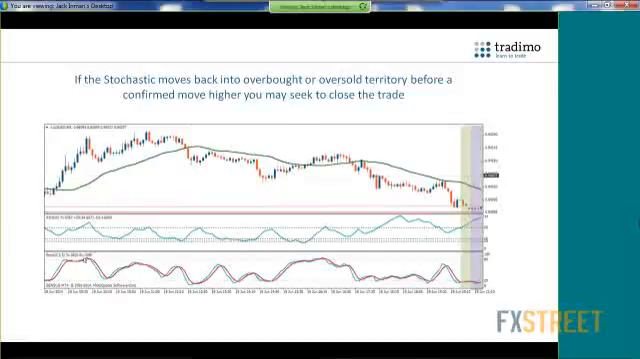So just as a side note, when you enter a trade, we're okay to hold a trade as long as that stochastics doesn't move back into the overbought or oversold.